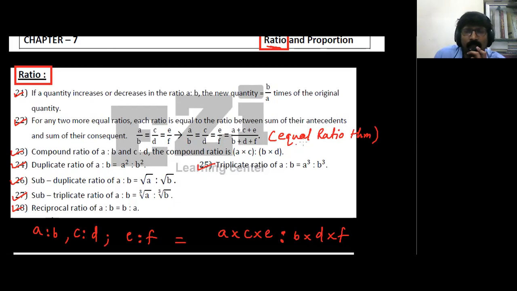Now there is a basic difference between the equal ratio theorem and the compounded ratio. What is the equal ratio theorem, guys? In the equal ratio theorem, look, here addition is happening, A plus C plus E, and in compounded ratio, look, here multiplication is happening, A into C into E is to B into D into F. I hope you understood this perfectly and very well.